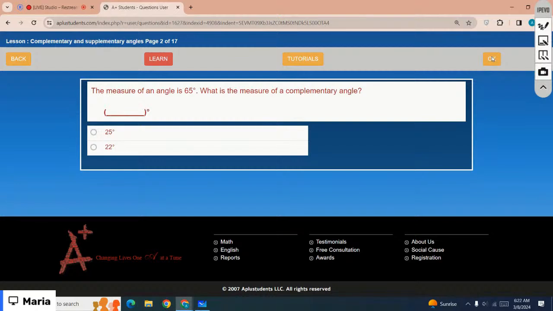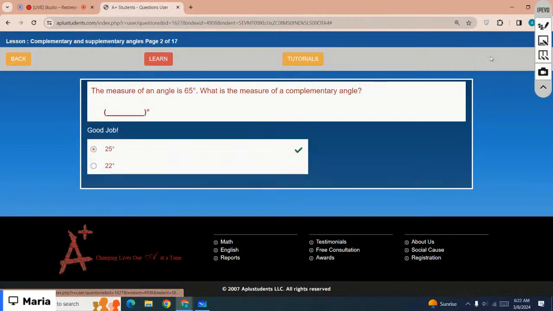The measure of an angle is 65 degrees. What is the measure of the complementary angle? So, which is the correct option? Yes, the correct option is 65 plus 25 equals 90 degrees. So, the correct option is 25 degrees.